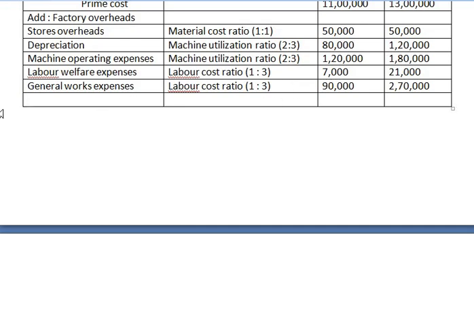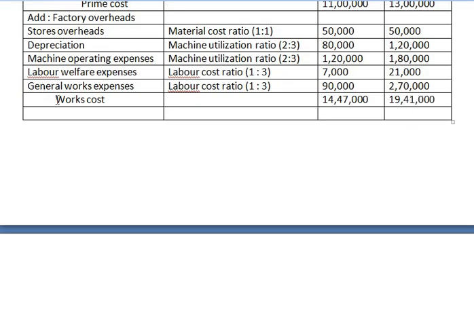Now any other factory overheads is left out? No. Right? So make a total, and that total is called works cost. Make total. It is 14 lakh 47,000, and this will be 19 lakh 41,000, right? Yes. Now next comes add administrative overheads.